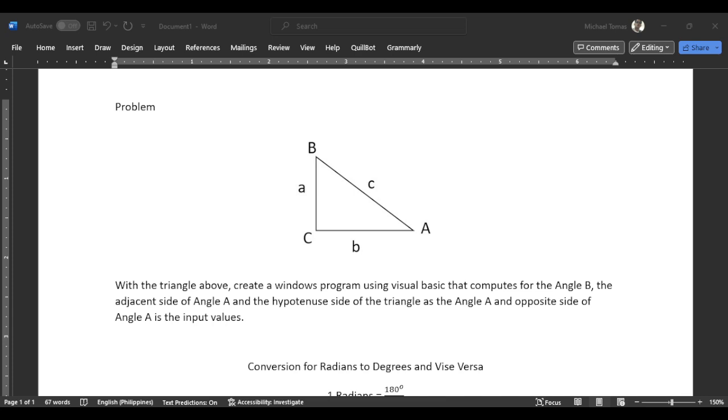Okay, so welcome back to our lecture. So here we have a given problem that we're going to create in our program using Visual Basic.